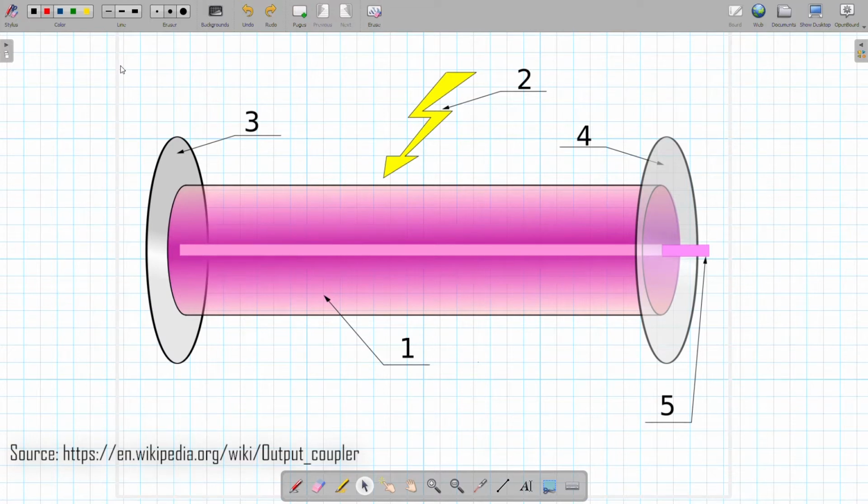Now that we got that out of the way, let's briefly discuss how lasers work. This is a diagram that simply represents what's inside of the laser tube. Number 1 here is what's called the active lasing medium. This is what basically contains the atoms of the solid crystal we were talking about earlier. Number 2 here represents the photons that are being pumped by the lamp into the atoms of the solid crystal. Number 3 represents a fully reflective mirror, while number 4 represents a partially reflective mirror.